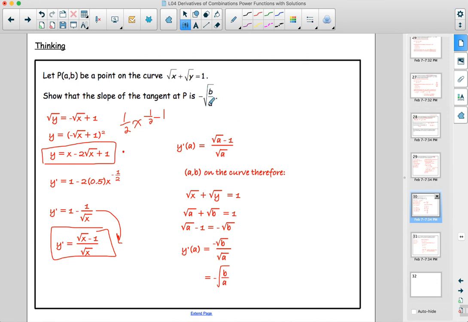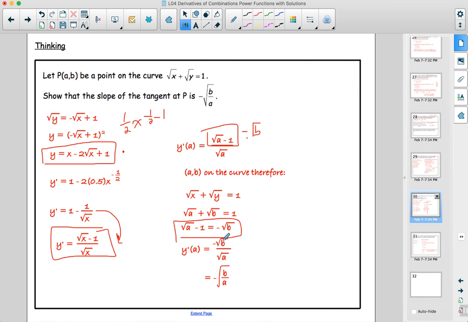So we can see the root a, right? Now how am I going to show this is negative root b? They did say the point (a, b) is on the curve, so root x plus root y is 1 is going to give me root a plus root b is 1. And if I isolate this for root a minus 1, bring the 1 here, bring the root b there, I get root a minus 1 equals negative root b. That means I can replace this with negative root b.